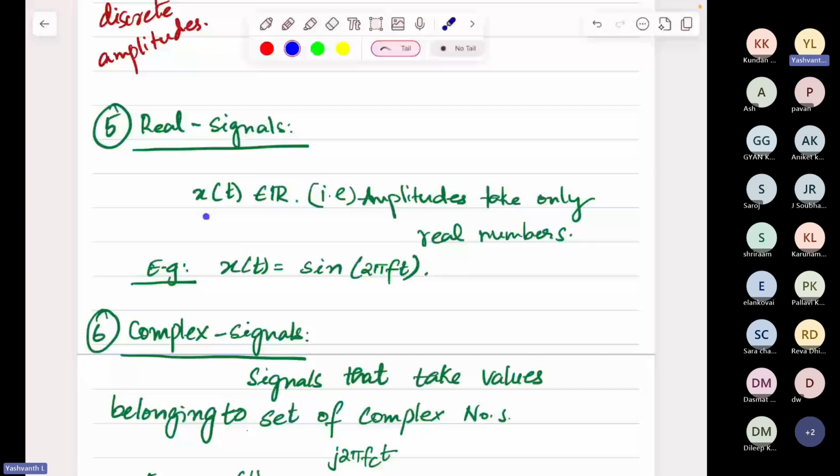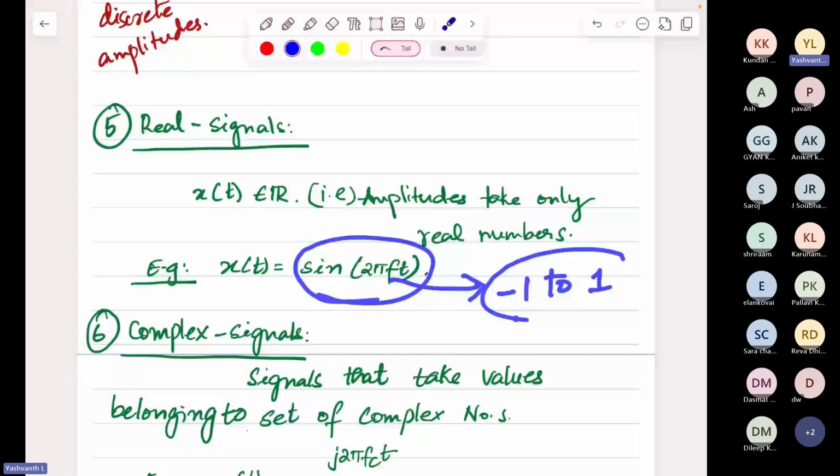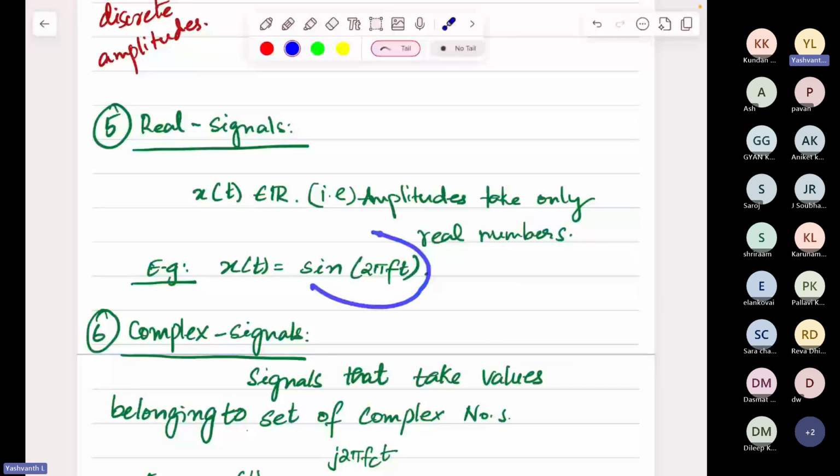We know that sine 2 pi t takes any number between -1 and +1. It cannot take any other number other than numbers within this range. So, all numbers between -1 and +1 are real values. So sine 2 pi ft is an example for a real signal.